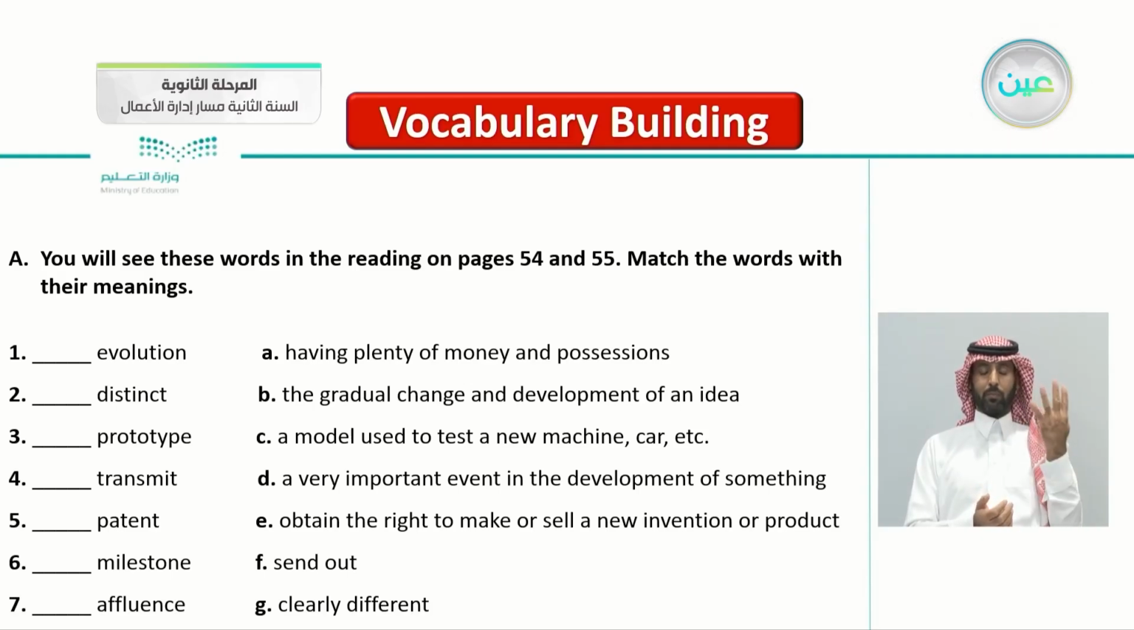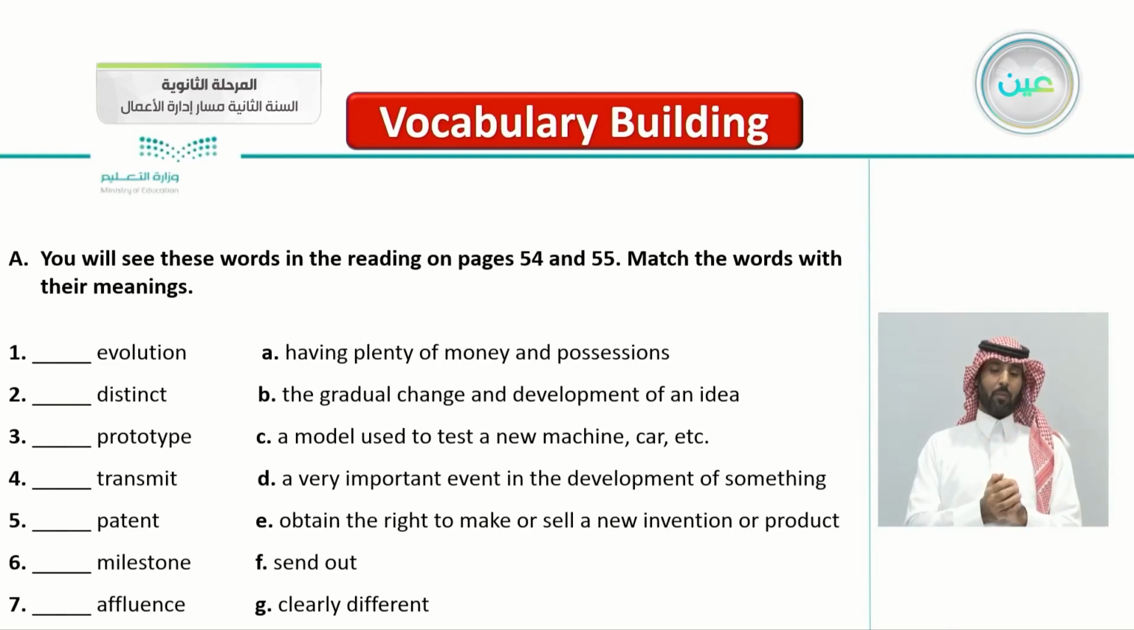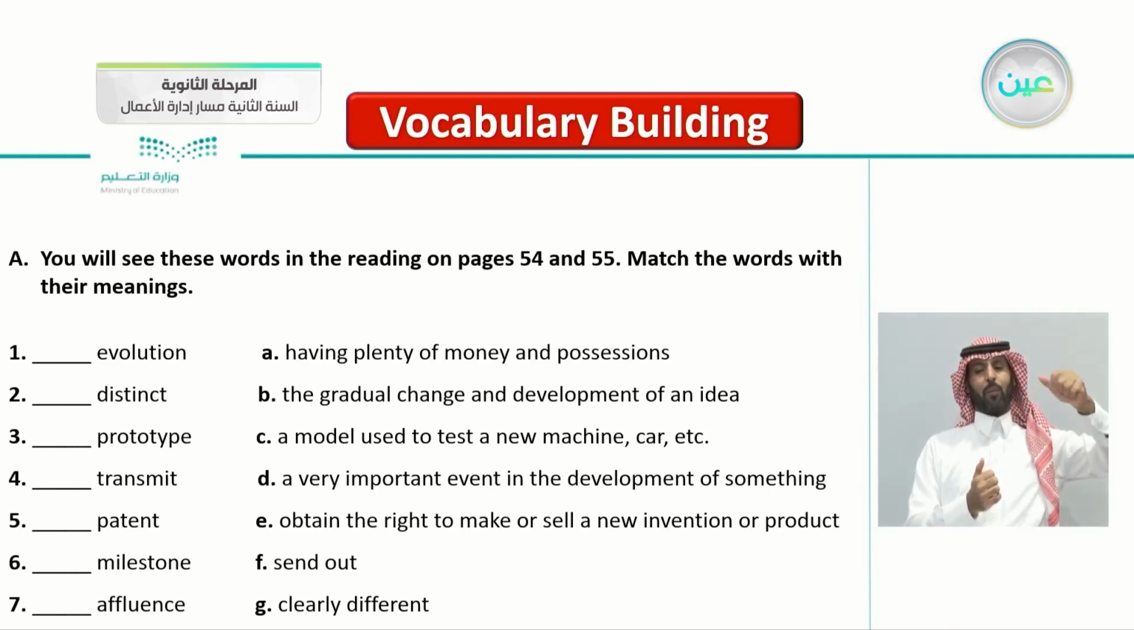Match the words with their meaning. So we have 7 words here and 7 definitions for the words. We'll have to match them with their meanings. Let's read the words first. We have evolution, distinct, prototype, transmit, patent, milestone, and affluence.